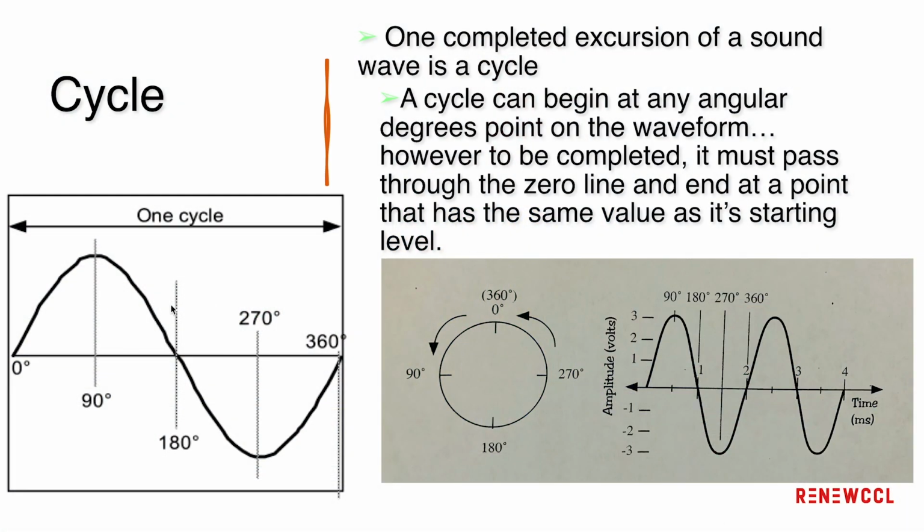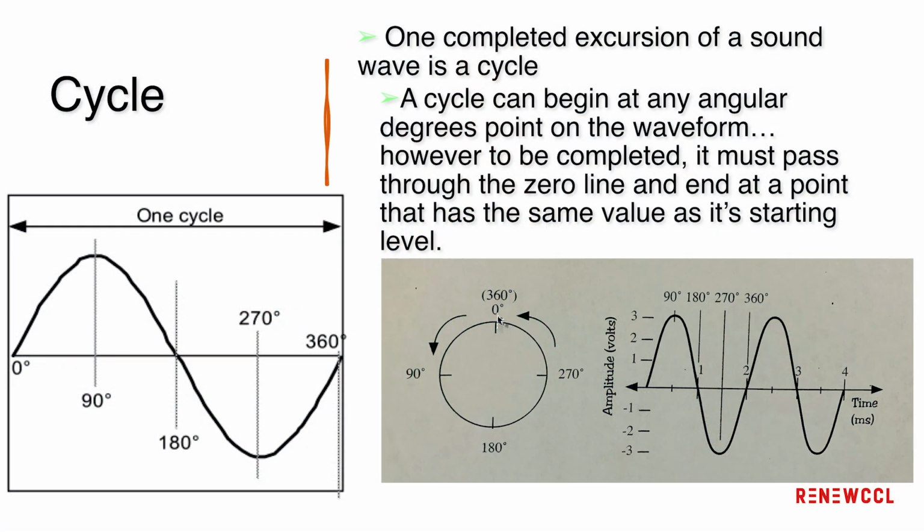A cycle is one complete excursion of a sound wave. And it starts at the point of 0, and then it's gonna go all the way to 360. So it's very equal to a circle. So that is a cycle.